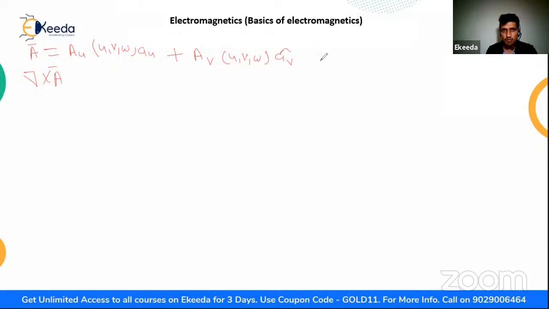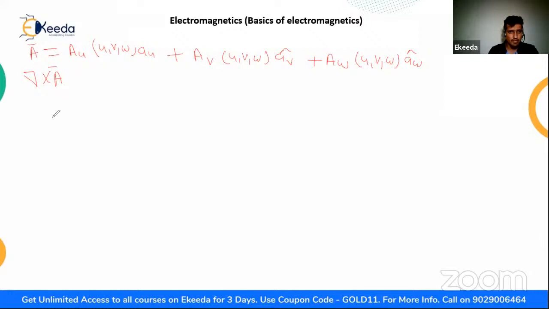Let me denote it by small a; these are always vectors. I'm also putting an arrow for vector representation. A_w, again, will be a function of u, v, w and directed along a_w. So the representation of a vector is generally with an arrow, or a dot, or a bar. This is how a vector is represented. Suppose A is written like this, this is also a vector. It's a very basic thing.